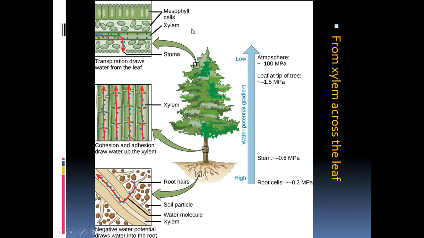And then water will move up in the stem where the water potential here is a bit higher than the leaf, which is about negative 0.6 megapascal. And this will then be followed by the root cells where the water potential is the highest, which is around negative 0.2 megapascal. So the whole process of water moving in the plant is down the water potential gradient from the root right up to the leaf.